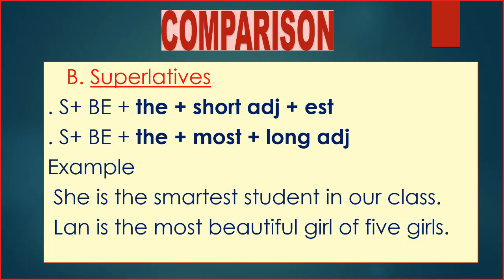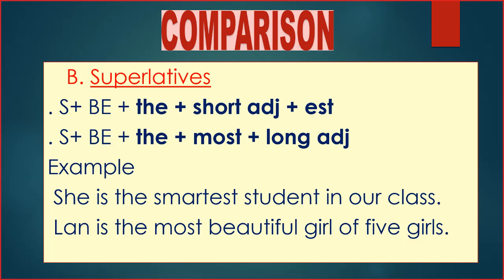Superlatives. Chúng ta sẽ ôn tập tiếp về hình thức so sánh nhất. Ở so sánh nhất, tính từ ngắn, các em sẽ thêm the ở đằng trước và est ở đằng sau tính từ. Đối với tính từ dài, các em sẽ thêm the most ở đằng trước tính từ dài. Example: She is the smartest student in our class. Lan is the most beautiful girl of 5 girls.